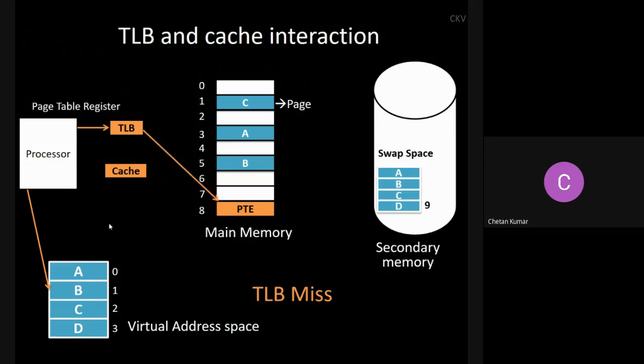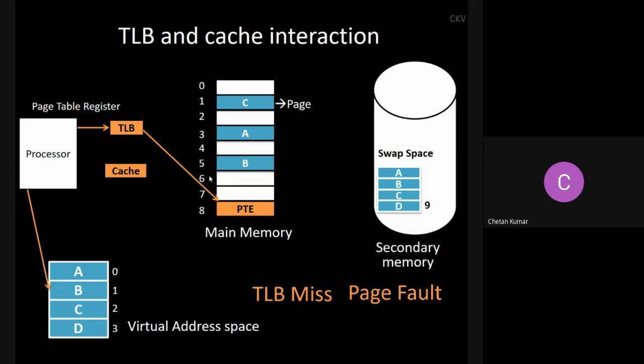But then when you access the page table, you will find that the corresponding valid bit is 0. What does that mean? The valid bit information in that page table is 0. So what does that mean? It basically means that it is a page fault. The page is not loaded into the main memory at all.